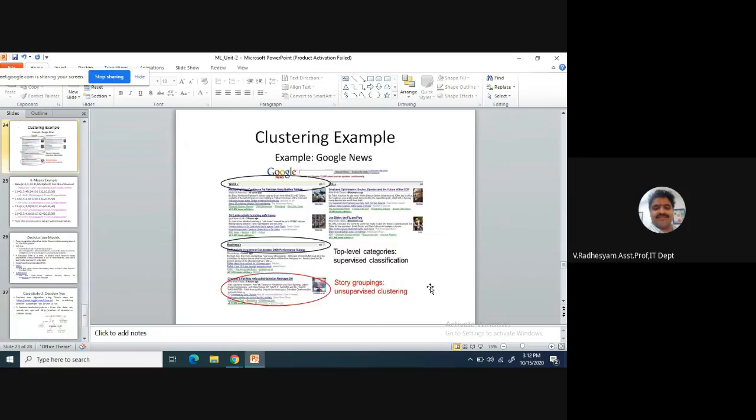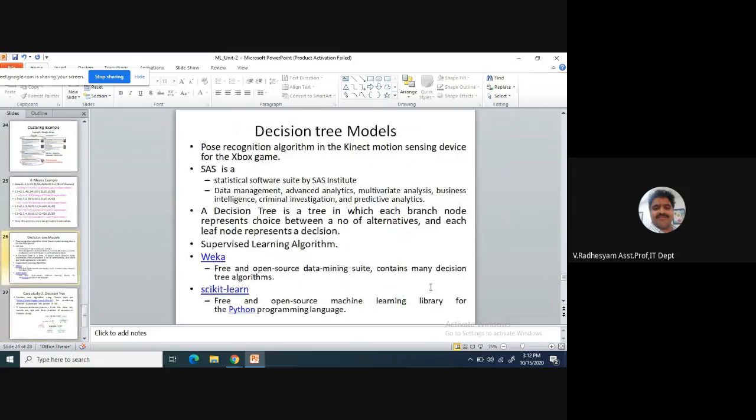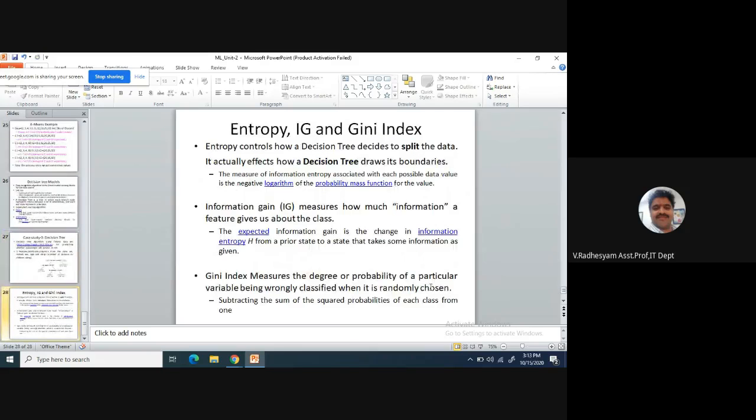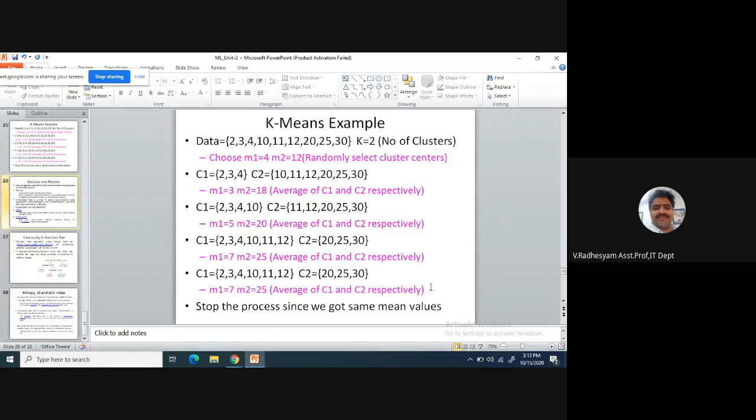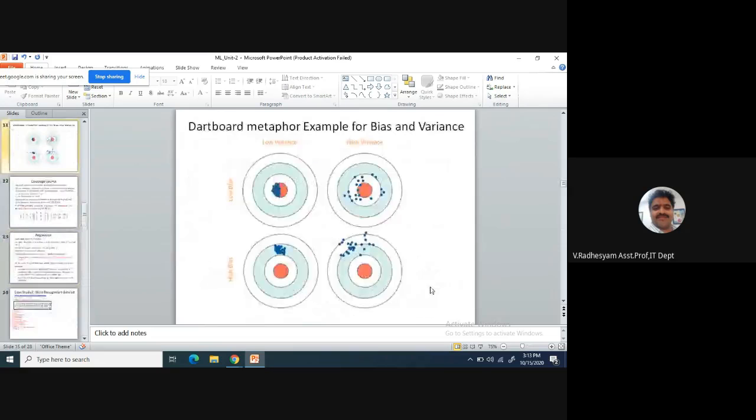Coming to k-means clustering, I will explain tomorrow, and also what the decision tree models are and what is involved in entropy, information gain, and Gini index. We'll explain these two concepts in the next class. As of now, I will stop today.